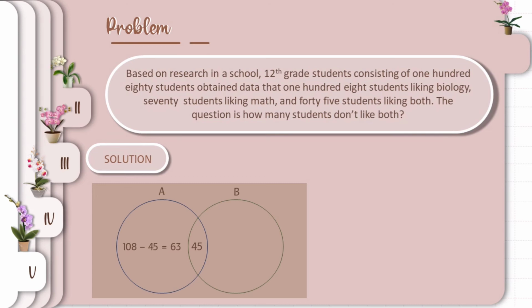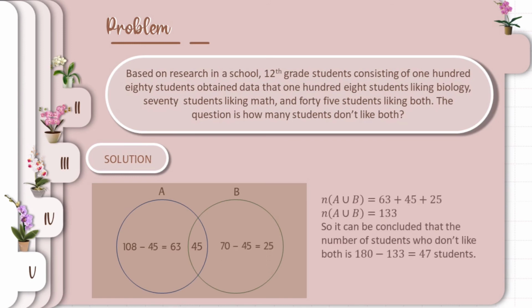Next, we look for students who only like math. From 70 students, there are 45 students who like both. We can know that students who only like math are 70 minus 45. The result is 25. Next, from 70 students, 25 students only like math and 45 students like both.